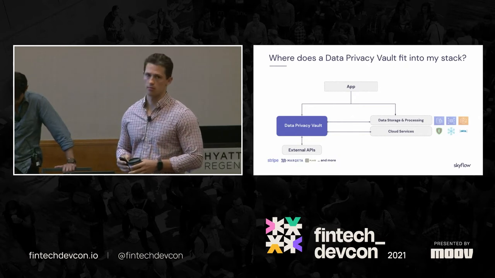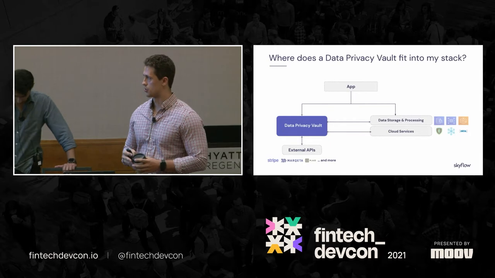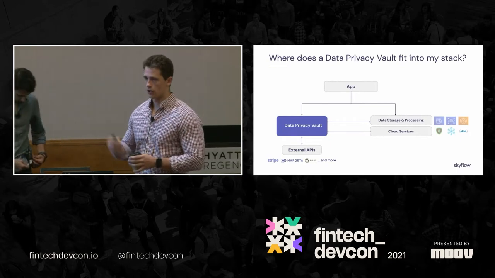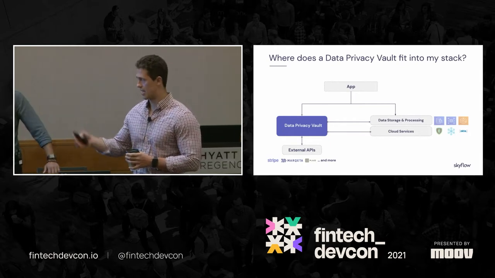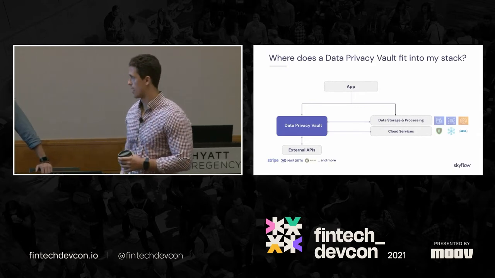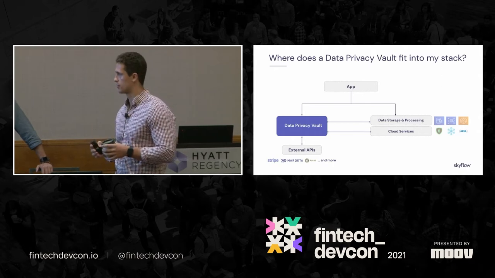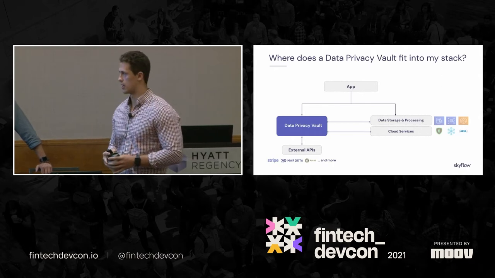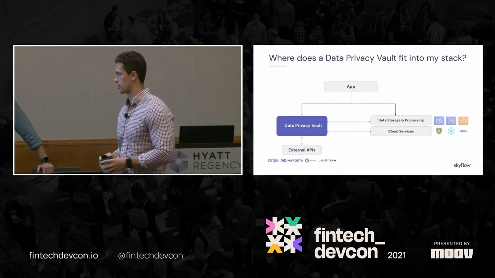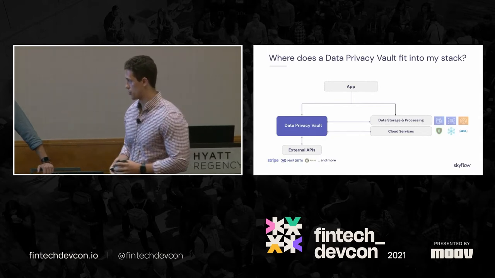It's not a replacement. It's really more of a partner or a friend, where it's purpose-built and designed to store that sensitive data. And then your other databases can store your other transactional data, your metadata, your non-PII data that you want to have. So you really want to think about isolating the scope of the data privacy vault to just storing that sensitive data and not shoving everything else in there. The idea is that it should also be able to talk to your other data storage and processing layers.